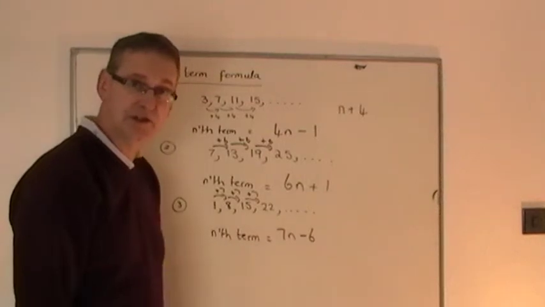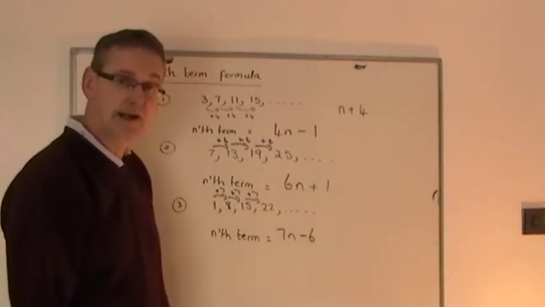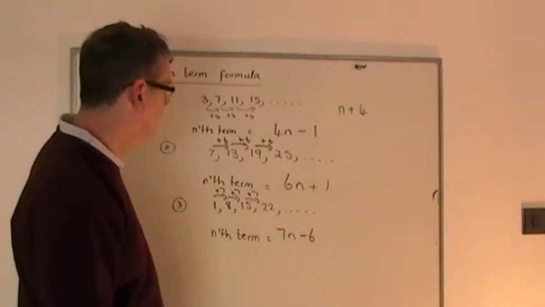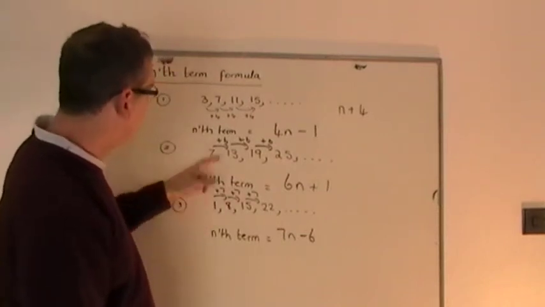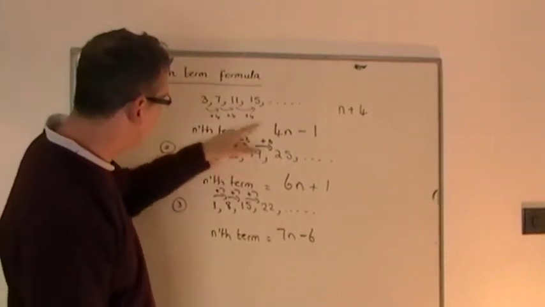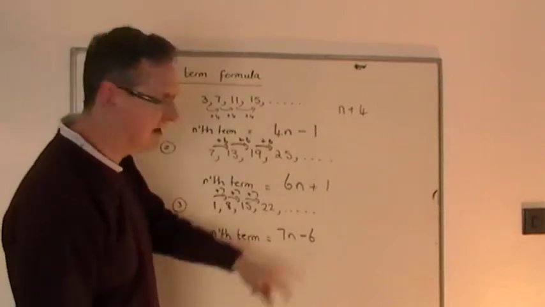And you could try it for all the other terms with n equals 2, 3, 4. And it will work. That's it. That's the end of the formula. So a very basic idea. Spot the pattern and then put down the right number of n's.